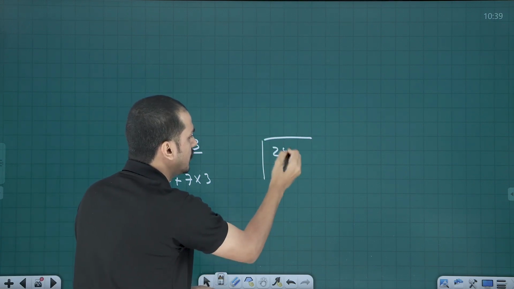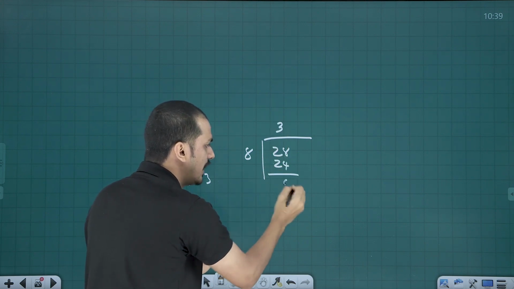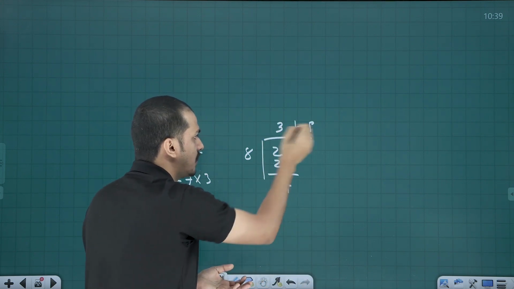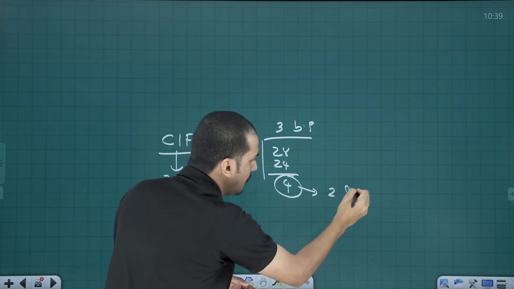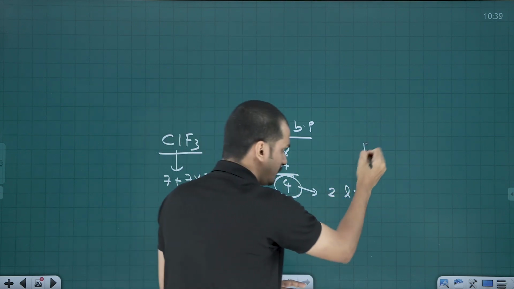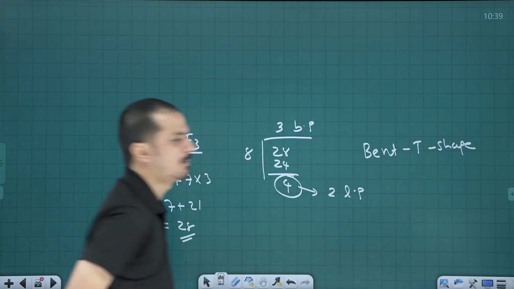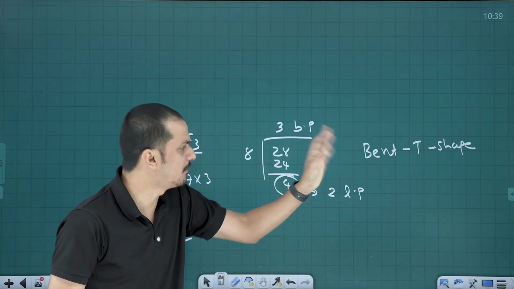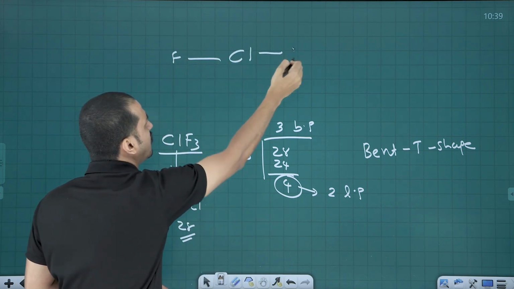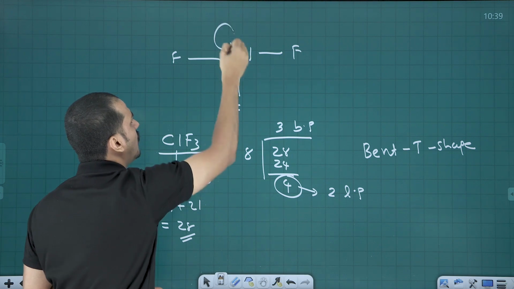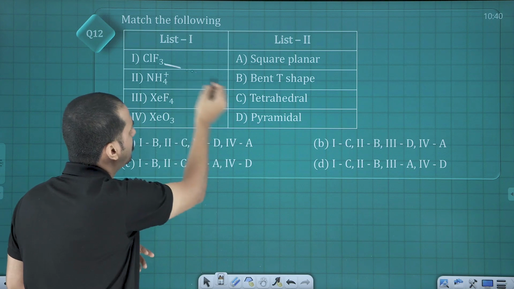28 valence electrons means 28 by 8. 3 eights are 24, remainder is 4. So the quotient gives 3 bond pairs, and the remainder you make into pairs, 2 lone pairs. 3 bond pairs and 2 lone pairs means bent T shape. Which shape? Bent T shape or else T shape. Because of the lone pair, there is a small bend in the T, that is why bent T shape. So the ClF3 shape you know already, with F and here F, and 2 lone pairs. Because of this lone pair, a small bend. So first one, ClF3, B will come.